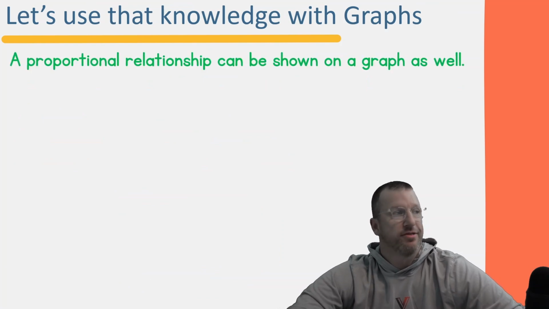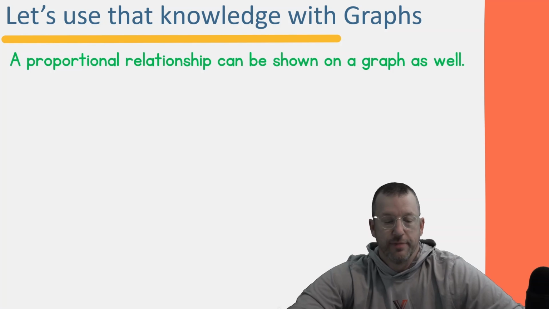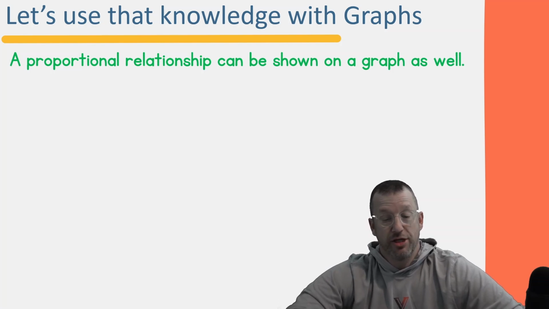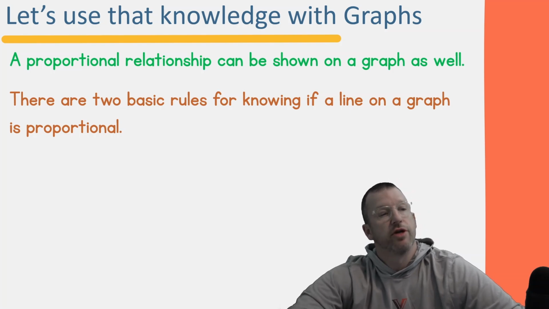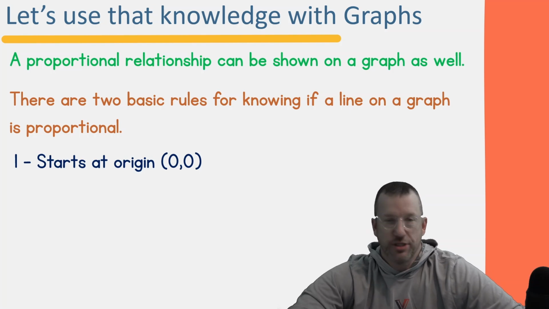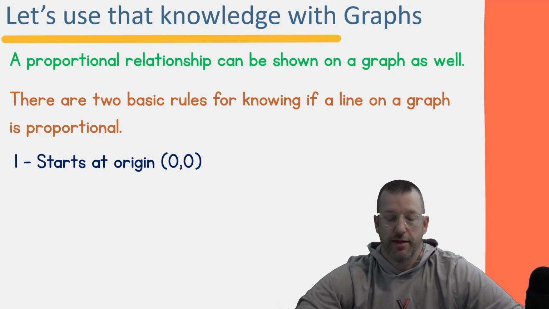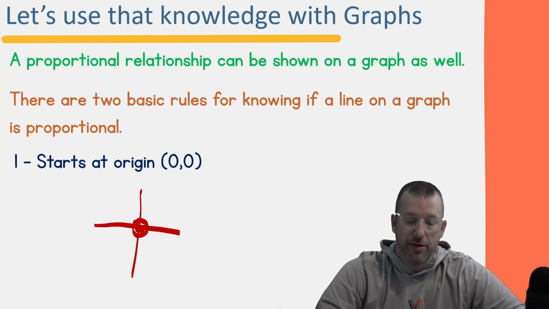Now, what about graphs? Graphs are a lot simpler, actually, because there's a couple of quick rules that you can learn. So a proportional relationship can be shown on a graph as well. And there are 2 basic rules for knowing if a line on a graph is proportional. Okay, first of all, it has to start at the origin. A graph has to start at 0, 0, and if you're thinking about what's an origin, here's our graph, it has to start right in the middle there, okay? That's the first thing it has to do.